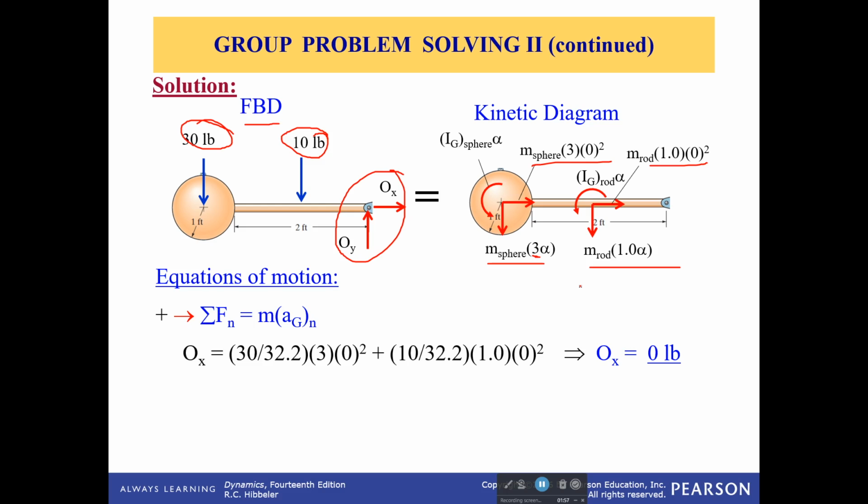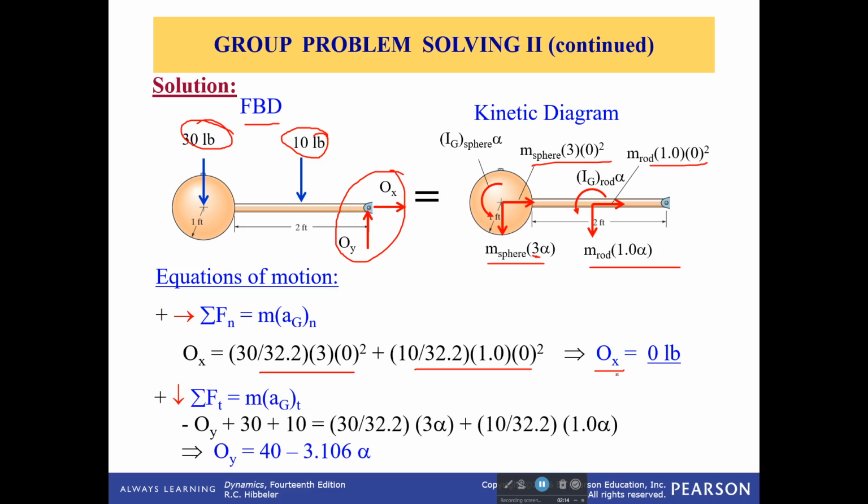So first off, in the x direction, we see that there is no acceleration in the x direction. So the sum of the forces in the x direction, or the normal direction, is 0. And therefore, my pin reaction in the normal direction, or the x direction, is going to be 0. If I look in the tangential direction, I do see forces. We have our weights acting there, and we have that tangential component of the reaction force, which is in the y direction. And it's going to cause an acceleration of the sphere and the rod.